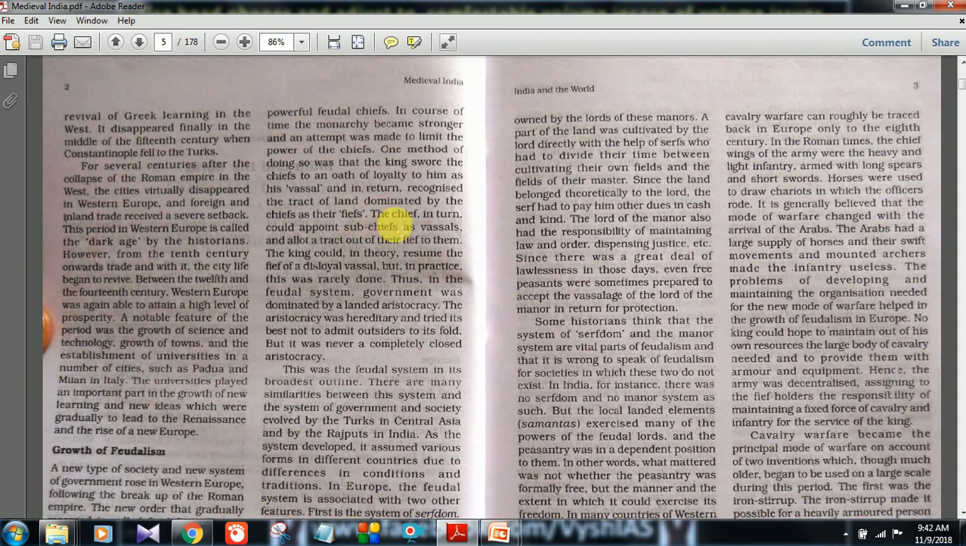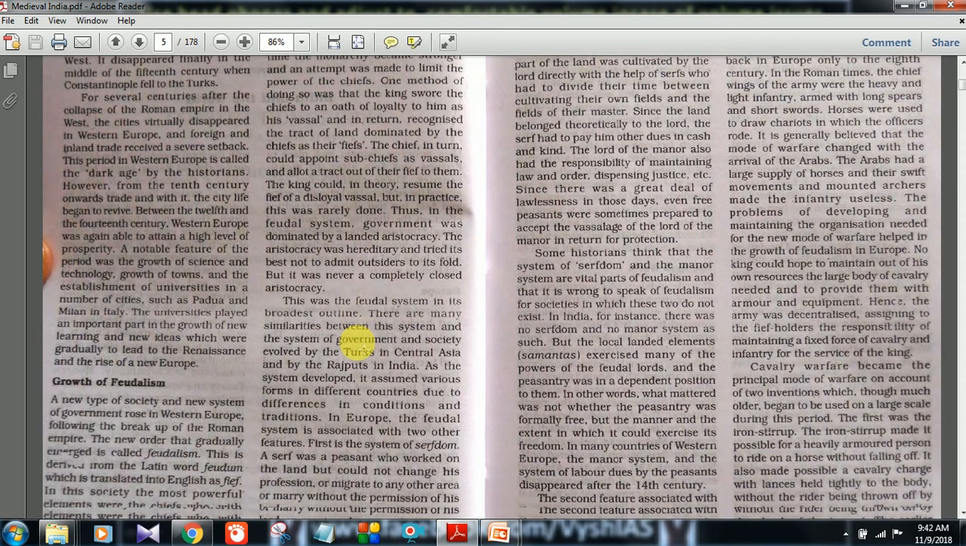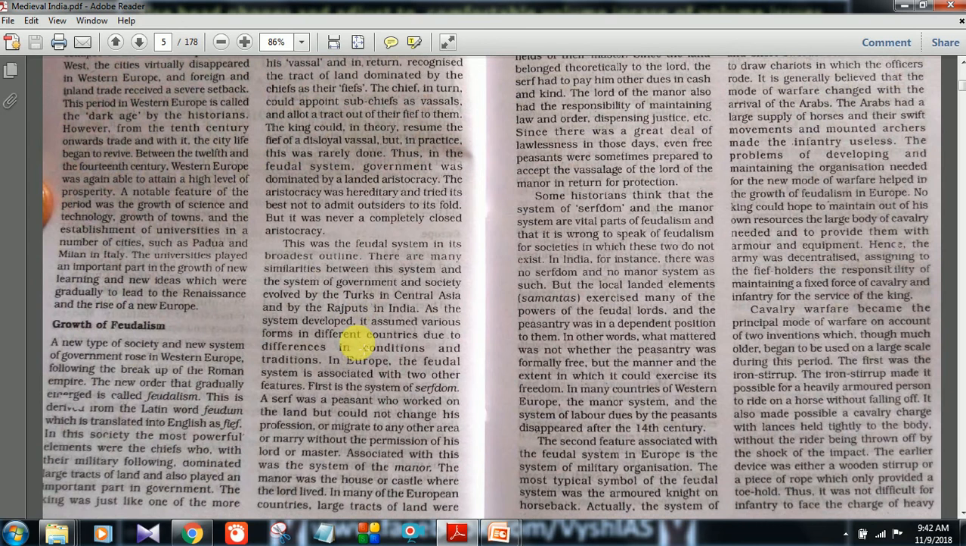One of the methods. The chief in turn could appoint sub-chiefs as vassals and allot a tract out of their fief to them. The king could in theory resume the fief of a disloyal vassal. Okay, so the king had the power to take the land and give away the land also. But in practice it was rarely done. Even though the power was there, the king usually did not do it. Thus in the feudal system, government was dominated by a landed aristocracy. The aristocracy was hereditary and tried its best not to admit outsiders to its fold. But it was never a completely closed aristocracy. So we cannot say it was a perfect kind of system, but usually it was hereditary. Okay, this was the feudal system in the broadest outline.